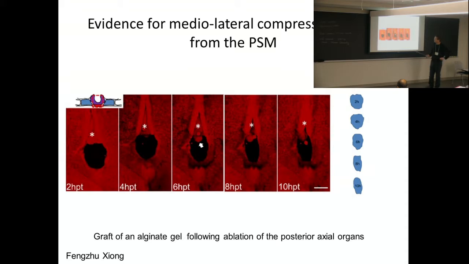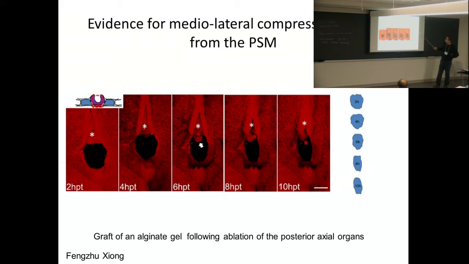level. And so to test that, what Feng Shu did is to use alginate gels, which he injected in the area of the ablation, and then he monitored the deformation of these gels. These gels were made to be very, very soft. And then he could track in time, in time-lapse movies, the fate of this alginate gel, which would reflect the anisotropy of the deformations.